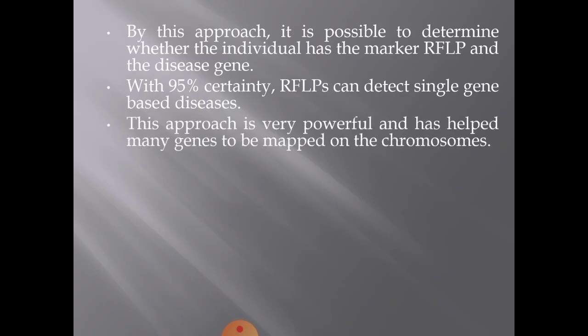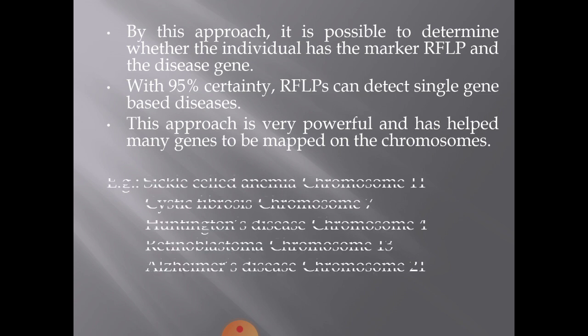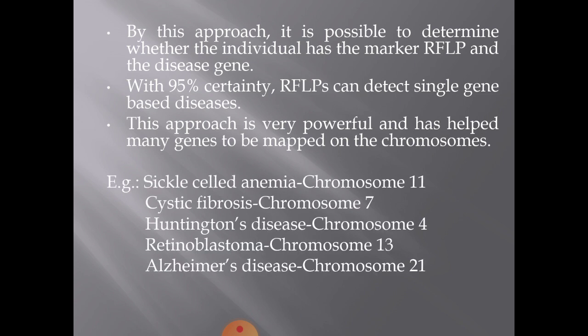There are a few success stories. This approach is quite powerful and has helped many genes to be mapped on the chromosomes. For example, sickle cell anemia, they have come to know that it is on chromosome 11. In the same way, cystic fibrosis on chromosome 7, Huntington's disease on chromosome 4, retinoblastoma on chromosome 13, Alzheimer's disease on chromosome 21. They are all single gene based diseases, and they have been able to spot the particular position of these genes through RFLP.